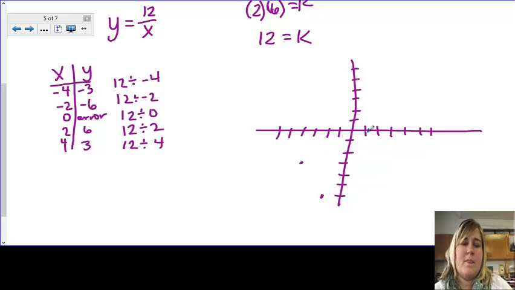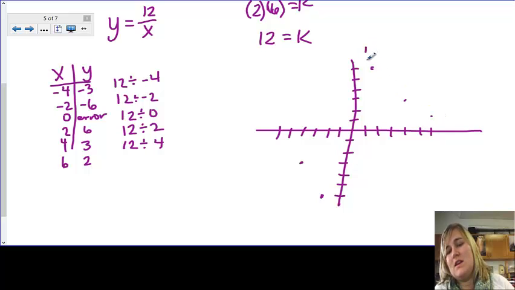Next point is at -2, -6. About there. My next point is at 2, 6. Then my next point is at 4, 3. So I'm going to go over 4 and up 3. So you can't see it very well. If I went a little farther, and if I put 6, that would give me a 2 here. So I'd go over 6 and up 2.